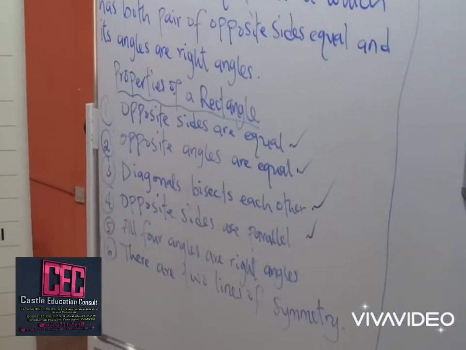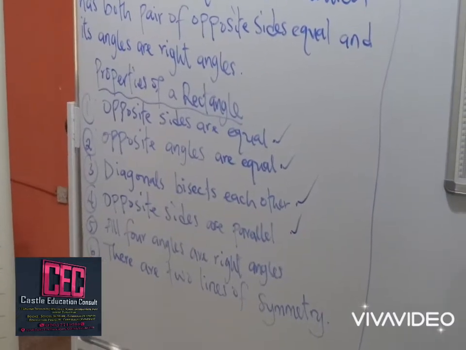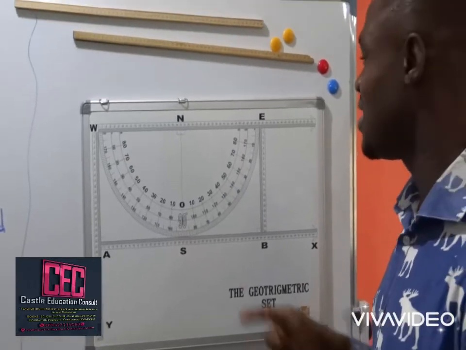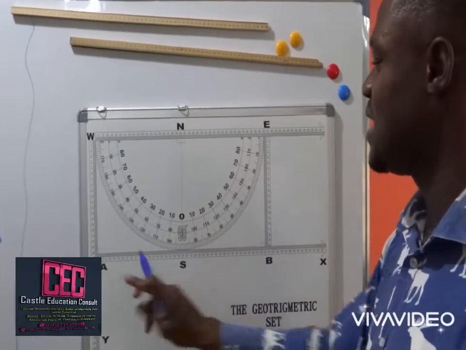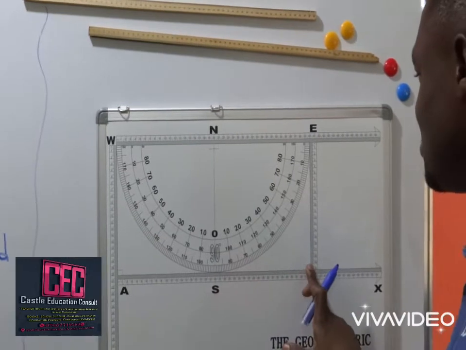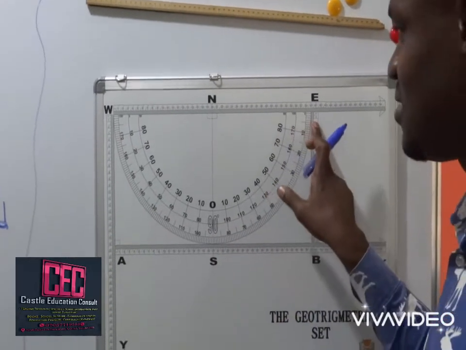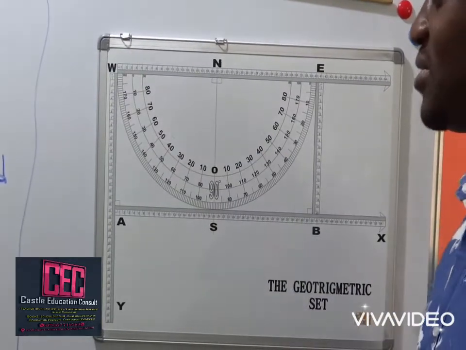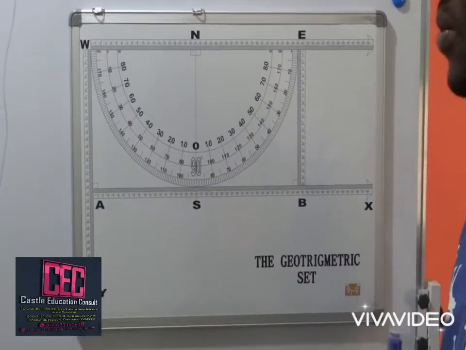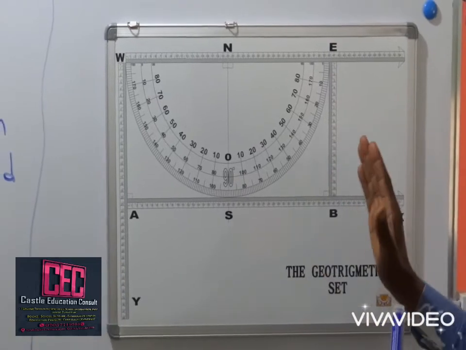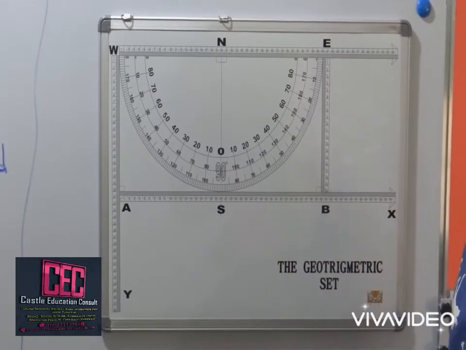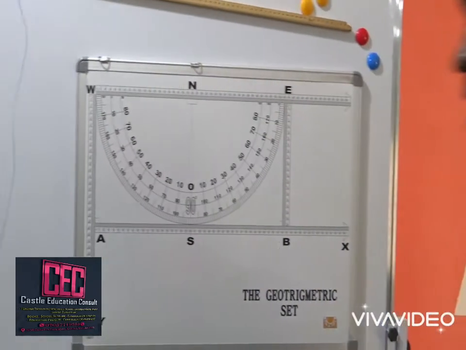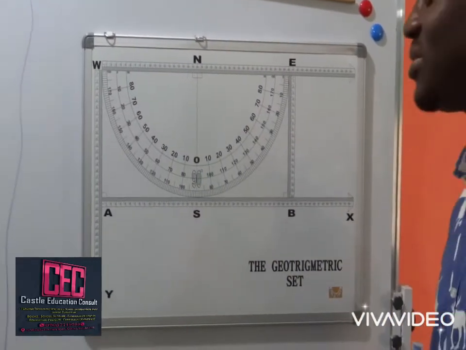Property number 5 says all 4 angles are right angles. Of course, we have ascertained that the opposite angles are equal, and from what we see here, this is a 90 degree, this is a 90 degree, this is a 90 degree, this also is a 90 degree, when we use our protractor to check. So again, we see that all 4 angles are right angles because a right angle is an angle with 90 degrees. Number 6 says there are 2 lines of symmetry.